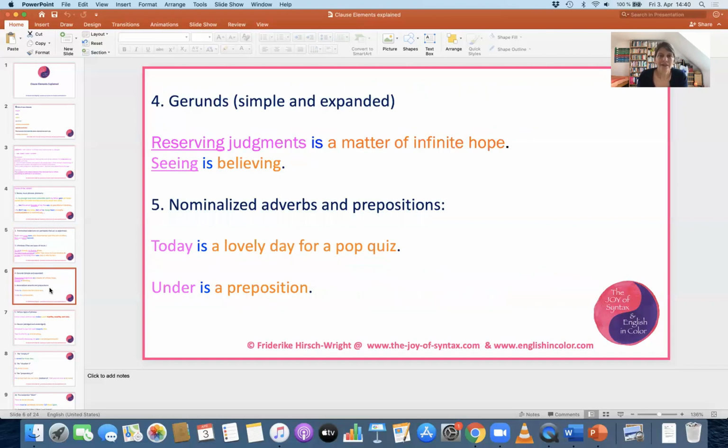Gerunds are creatures. They're basically hybrids. They are nouns that have been created out of infinitives, out of verbs. And the tricky thing is that gerunds look like present participles, and that's why they're often simply called ing forms. A lot of modern school books refer to gerunds as well as to present participles as ing forms. That's very unfortunate, because gerunds are types of nouns, and participles are types of adjectives.